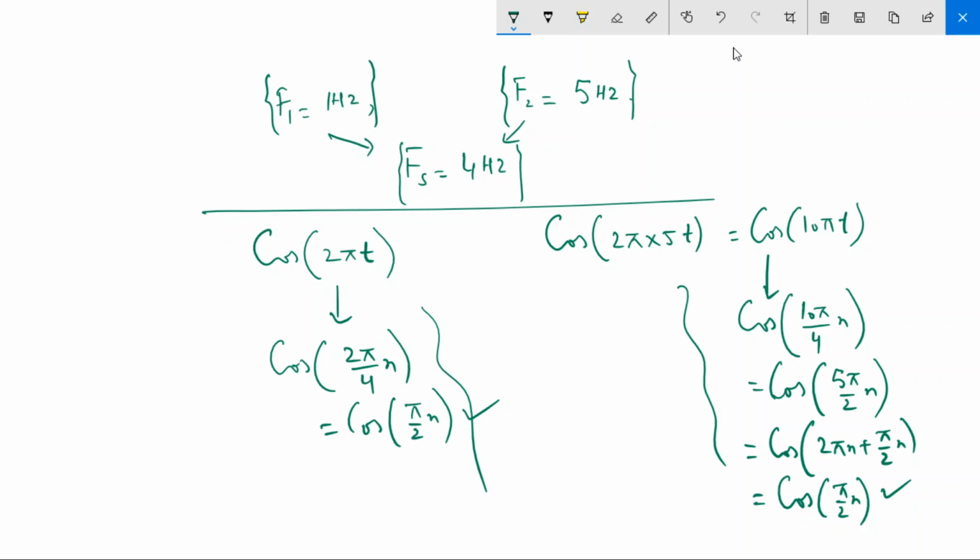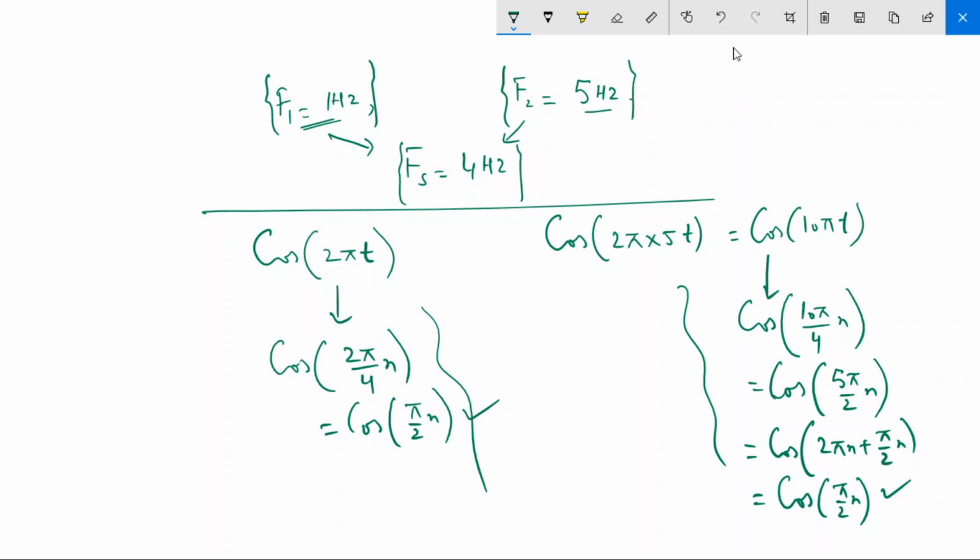And why is this problem coming? Because for this 1 Hz frequency, the minimum sampling frequency should be 2 Hz. But since we have taken 4 Hz, you are getting a discrete signal where the frequency is pi by 2, which is less than pi. So it is unique, no doubt.